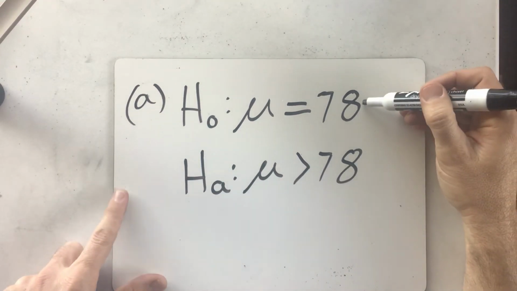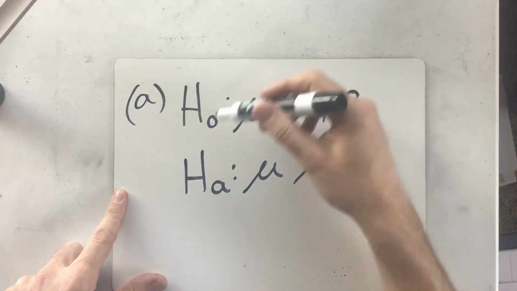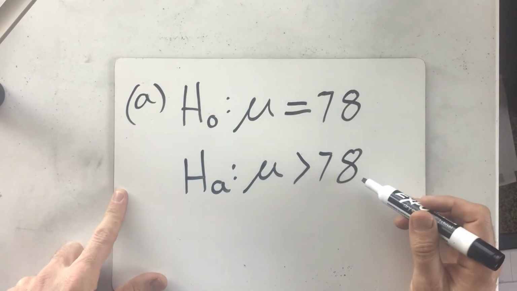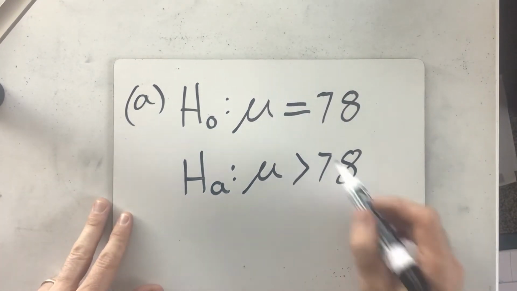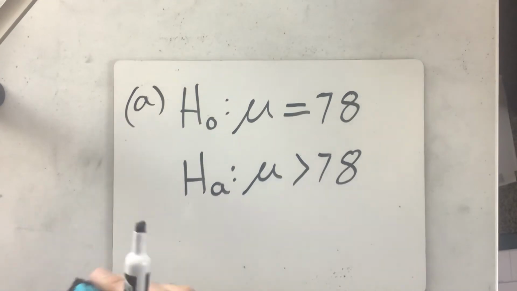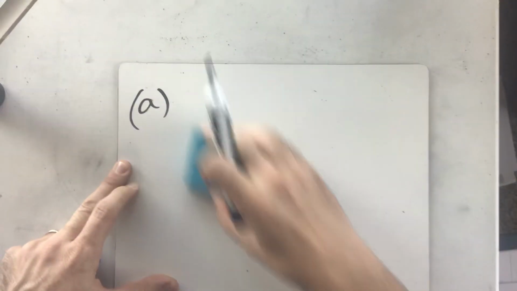This is our null hypothesis. If nothing is going on, our students have an average of 78. Our alternative hypothesis is if our students are exceptional, then it's greater than 78. Okay, let's move on to part B.